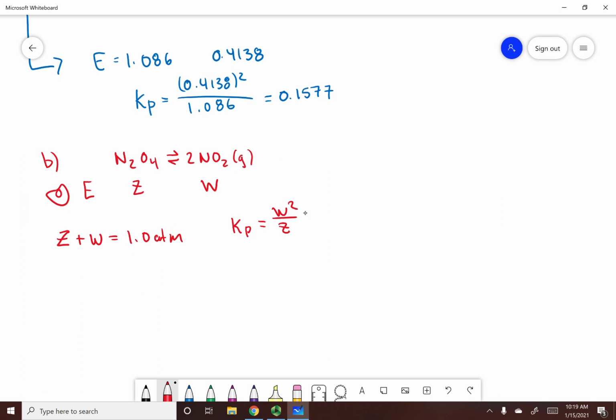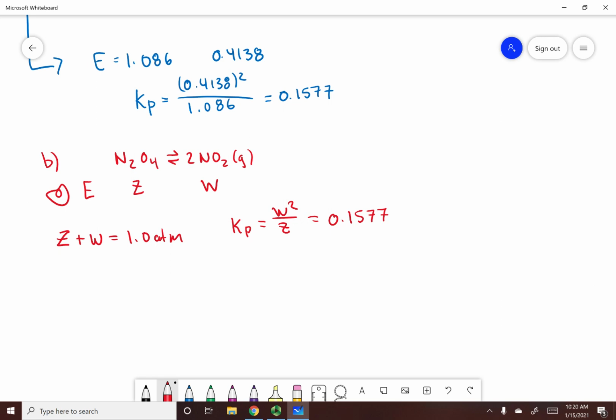And in part A, we found out what Kp was. It was 0.1577. Now, just because we changed the conditions doesn't mean we changed the Kp. That's why we can use the same Kp. This is being done at the same temperature. Kp is an equilibrium, emphasis on the next word, constant, an equilibrium constant.